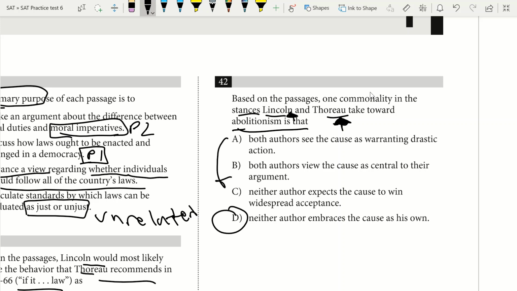As far as A through C, let's go ahead and cover why those are wrong. A, both authors see the cause as warranting drastic action. Neither one says that it warrants drastic action. Passage 2 maybe a little, but not really, because Thoreau doesn't take it on himself.